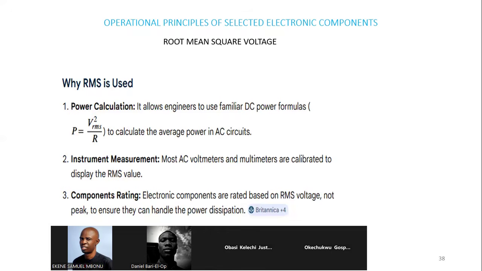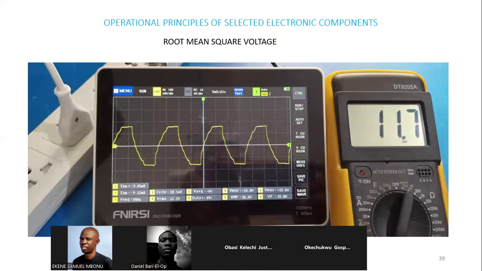Okay, so that's that. I think this is part of what we did in the practical section. You can see that. Remember this when we were checking our transformer. You remember when we took VRMS, when we took this reading with the oscilloscope? Do you remember? Yes, sir.